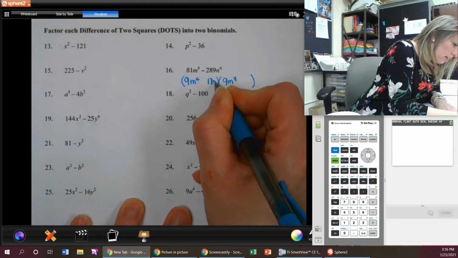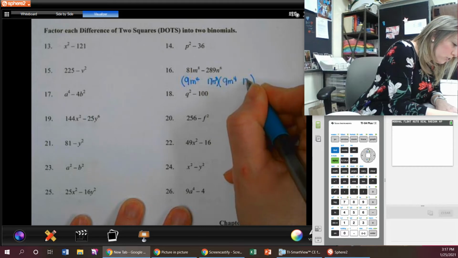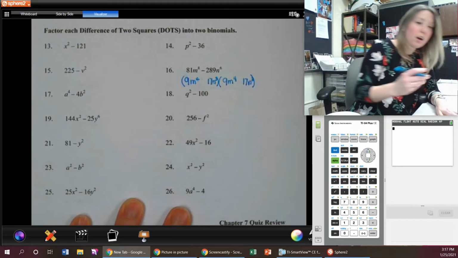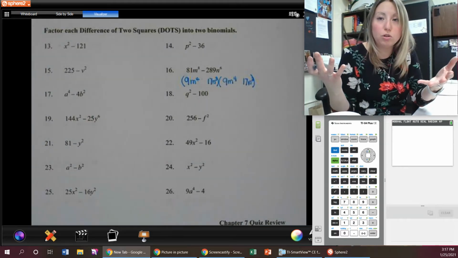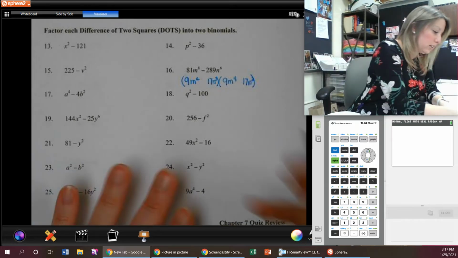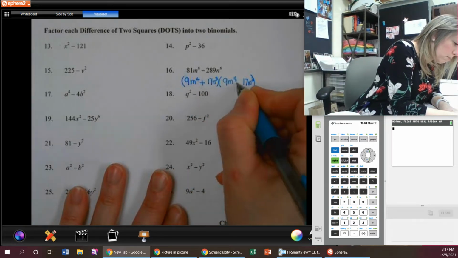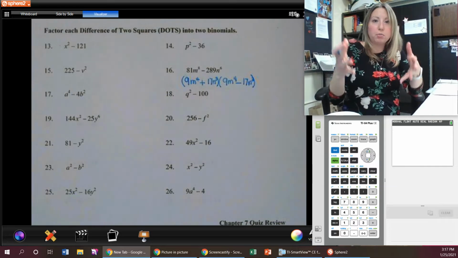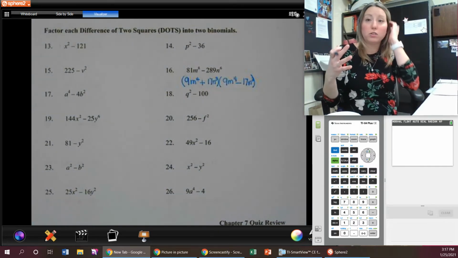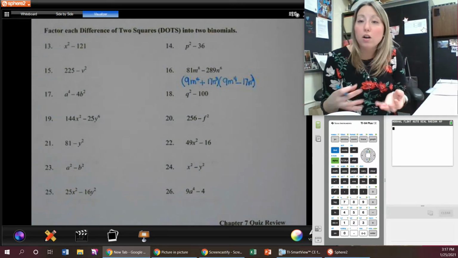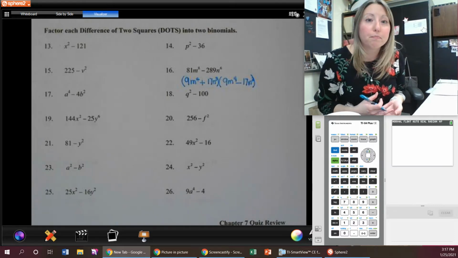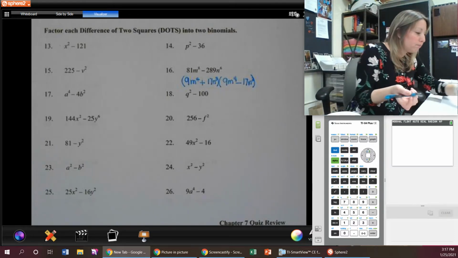And n cubed, right? The square root of n to the sixth is n cubed, and now different signs between them. Always a plus or minus in each of the binomials. Does it matter the order? No. Again, commutative property. Okay, let's try another one.